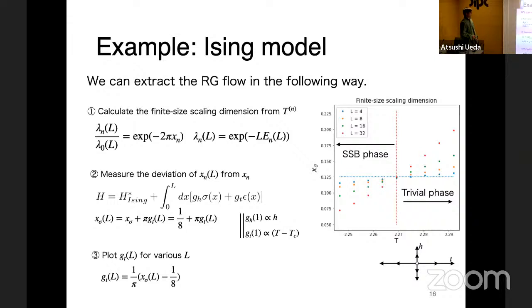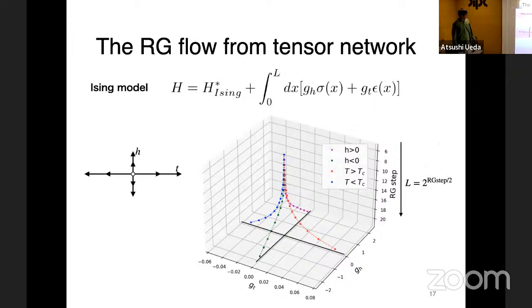For example, we can do it with the Ising model. First, with the TNR, we calculate X_n,L, and with a standard calculation of CFT, without a magnetic field, X_sigma,L can be expressed as this quantity. g_T at the initial coupling constants is proportional to T minus T_c. And then we plot this quantity, and we get g_T for various system sizes. You can do the same thing for g_H, and you get this diagram. In this diagram, the Z axis is the system size going up from down. So as you increase the system size, you go down.